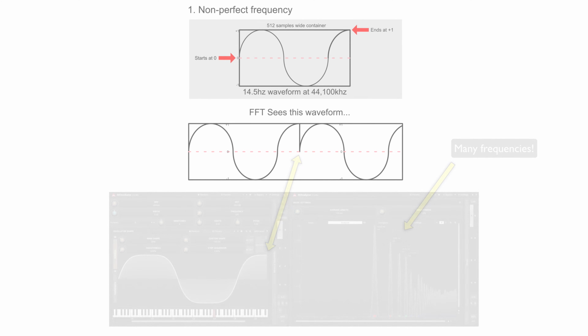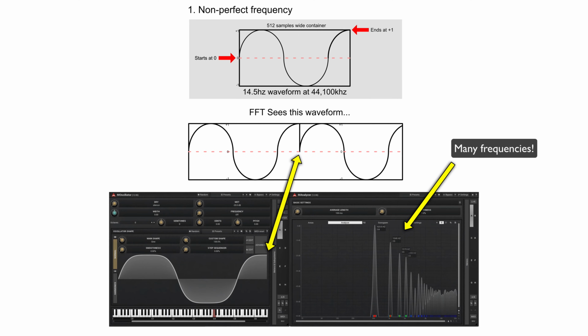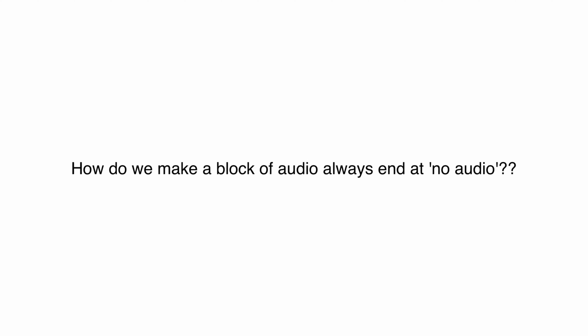And as we learned before, anything that is not a single sine wave is composed of many sine waves. So those little discontinuities in our signal actually make the FFT think that there's many sine waves in the signal, even though it's just one. So our problem is that the edges of the captured signal don't end at 0. Alright, audio engineer, how do you fix that?